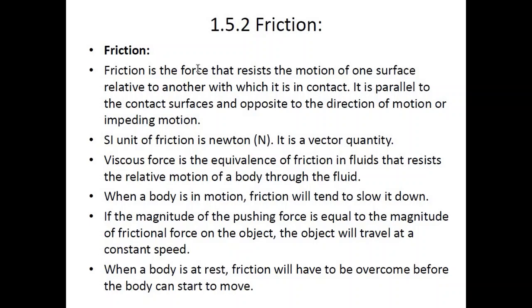If the magnitude of the pushing force is equal to the magnitude of the friction, then the object will travel at a constant speed. If you are having a friction of 60 Newton and you are pushing an object with a force of 60 Newton, then the object would move at a steady speed. In order to accelerate, in order to increase the speed, you will have to provide more driving force or more thrust or more pushing force than the friction.